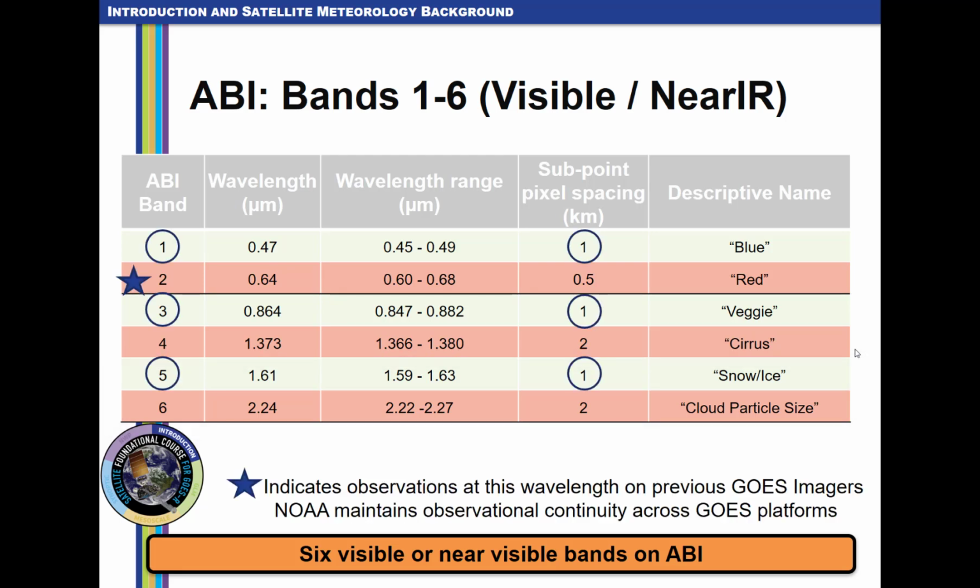Band 2 on ABI continues observations at 0.64 micrometers that were done on previous GOES imagers. That's what that star means, that the band was on a previous GOES satellite. Note that bands 1, 3, and 5, the odd numbers, are the bands with 1 kilometer resolution. Band 2 has half-kilometer resolution, that's the best, and bands 4 and 6 have 2-kilometer resolution.